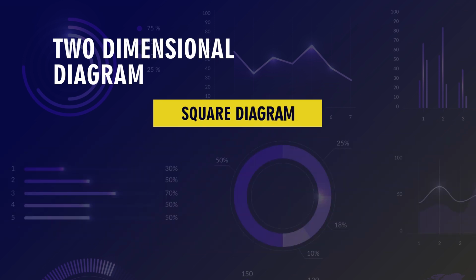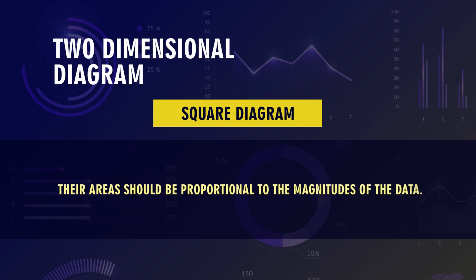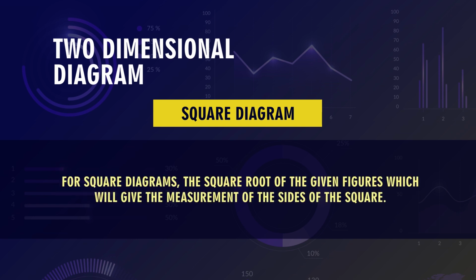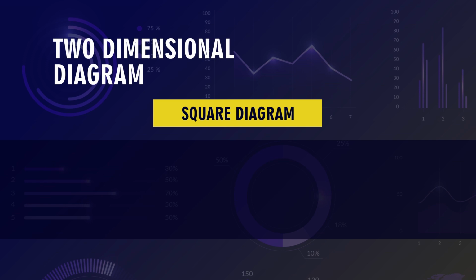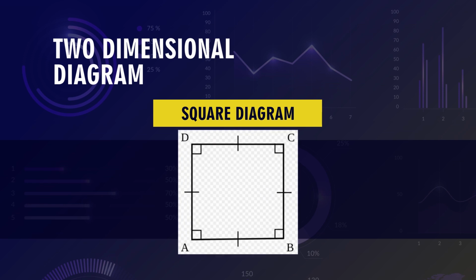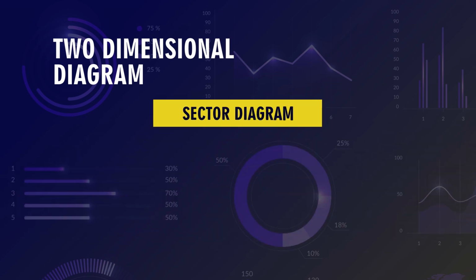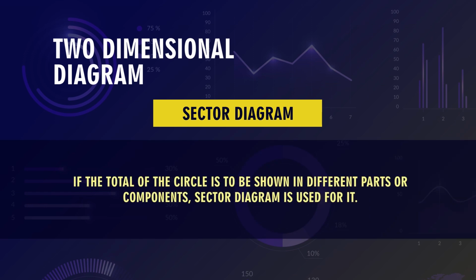And if you talk about the square diagram, their area should be proportional to the magnitudes of the data. For square diagrams, the square root of the given figures will give the measurement of the sides of the square. So this is known as the square diagram. And if you talk about the sector diagram, it is used when the total of the circle is to be shown in different parts or components.